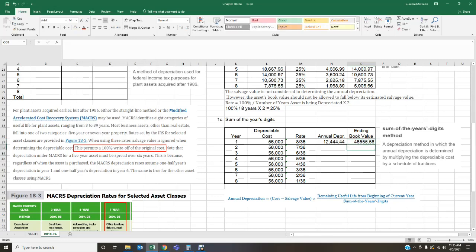46,555.56. So your ending book value, let me put a little note here at the bottom. Your ending book value is going to be equal to your cost minus your annual depreciation. So then that means that our cost is $59,000 minus my annual depreciation of 12,444.44. That gave me 46,555.56. Okay.